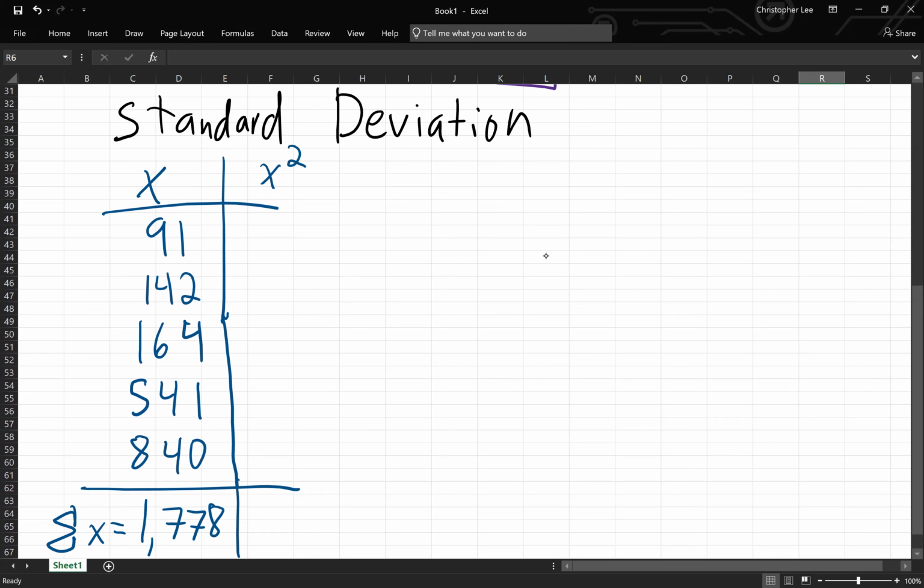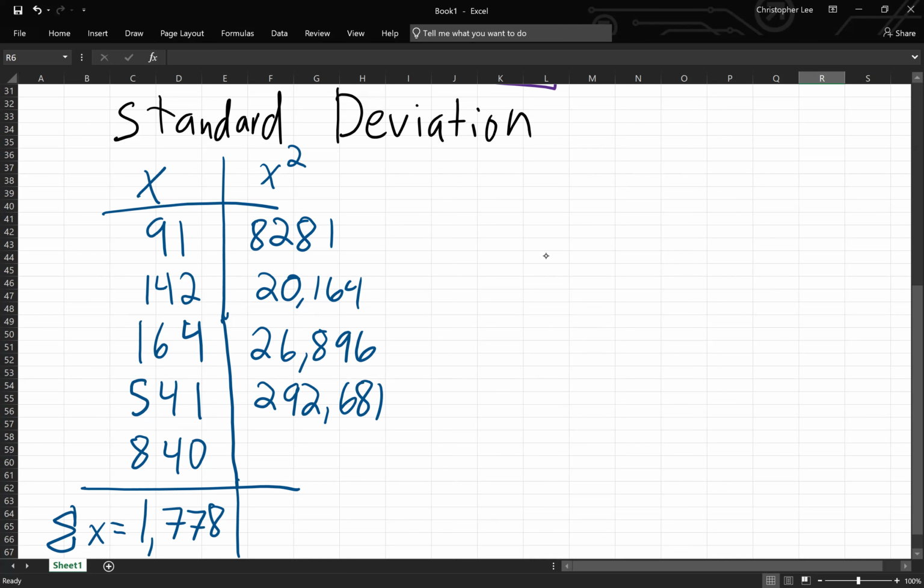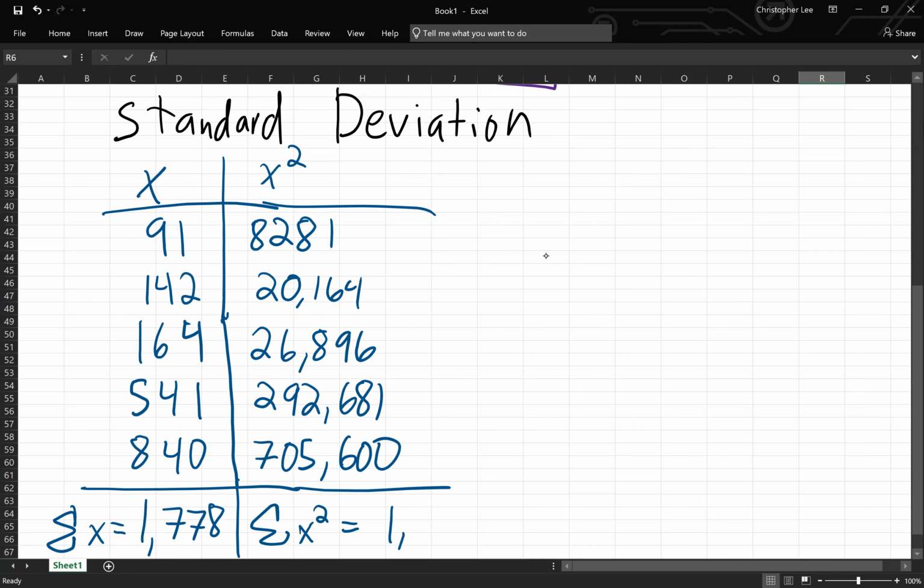What's x squared? It's going to be 8,281 for 91. Then 20,164 for 142, then 26,896 for 164, then 292,681 for 541, and 705,600 for 840. The total for that is 1,053,622. Do we agree?